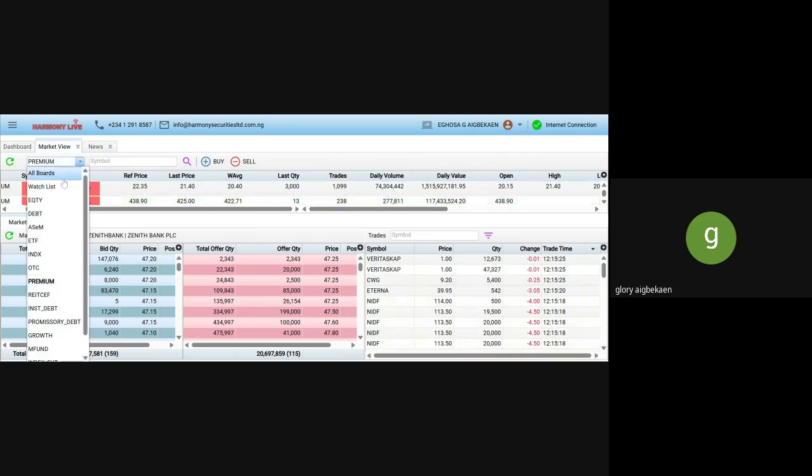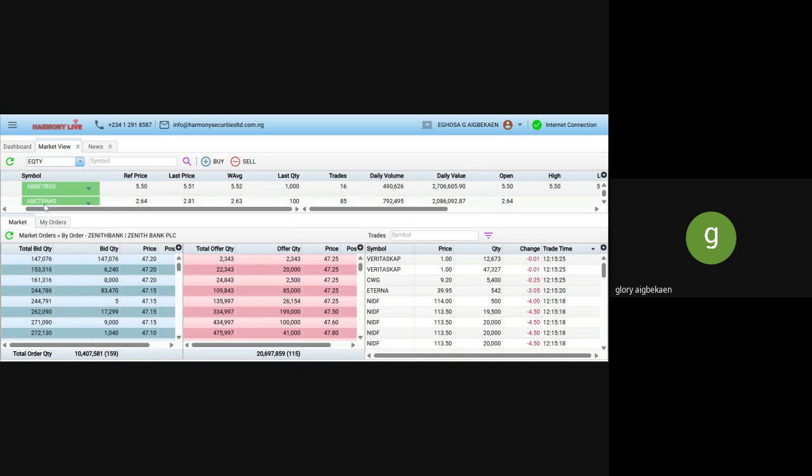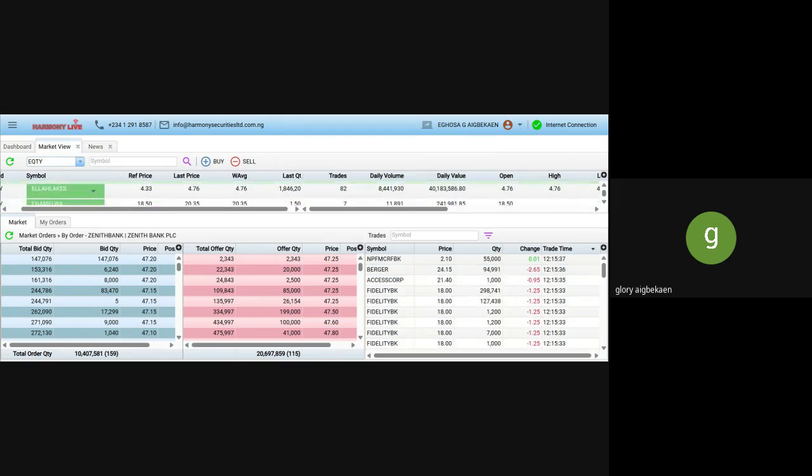Let's see what GTB have done, on the equity board. Okay, Fidelity have done 641 million. GT have done 2.3 billion. Not million, no, billion.